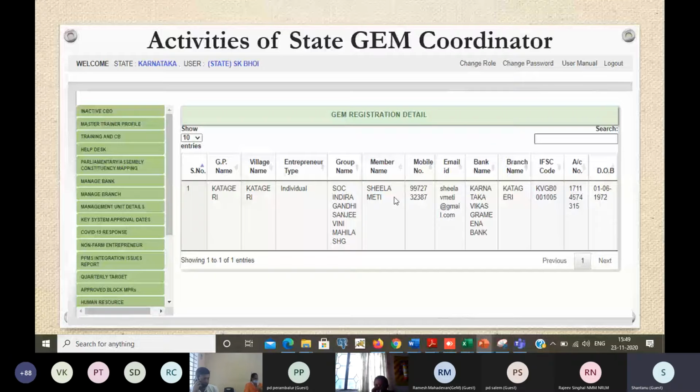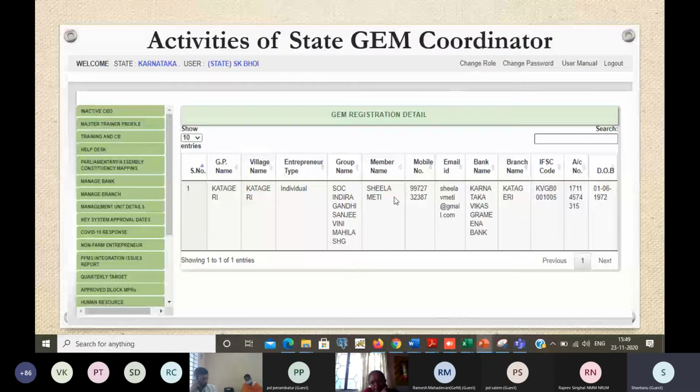Once he has identified the SHG here, once you enter the mobile number and the email ID of that particular entrepreneur, it has to be verified using the OTP received on the mobile and the email ID. This is mandatory to save this screen. Unless you have verified the email ID and mobile number, it will not allow you to save. Any of the entrepreneurs will not be allowed to be saved here.